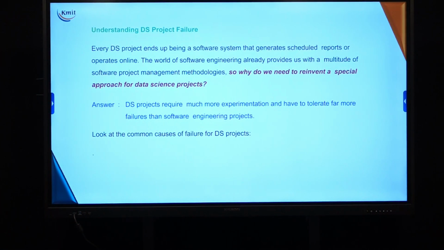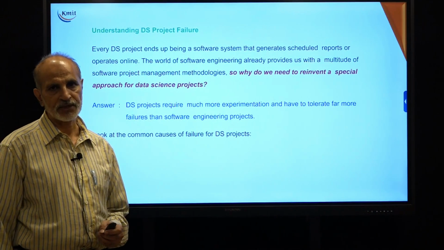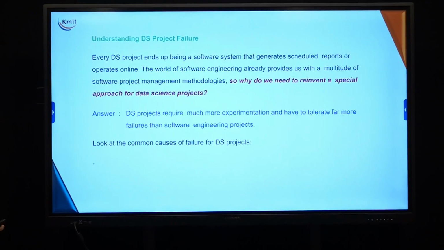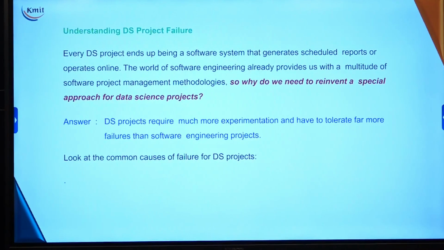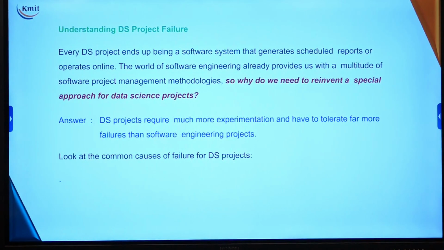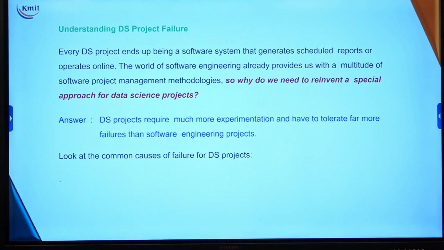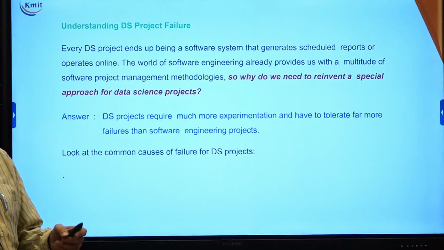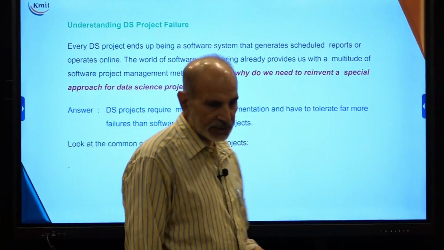So let us see a very important concept: why data science projects fail, what the failure rate is, why they so often fail, and what the recipe is to address the failure issue so that they will be successfully deployed for months together on a website or any other data science project. Every DS project ends up building a software system that generates scheduled reports or operates online. We have already seen online testing and offline testing.